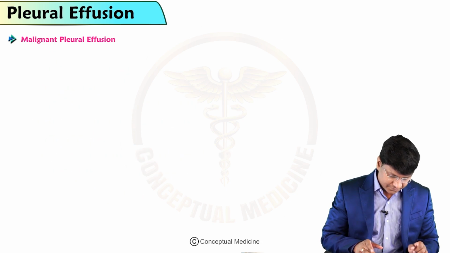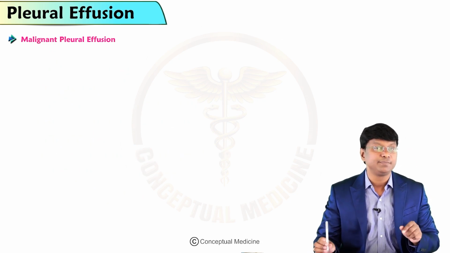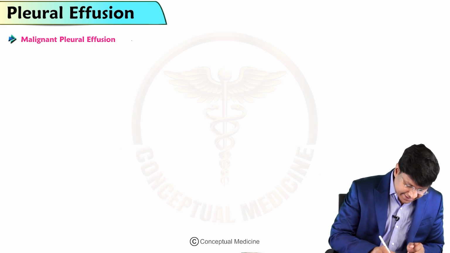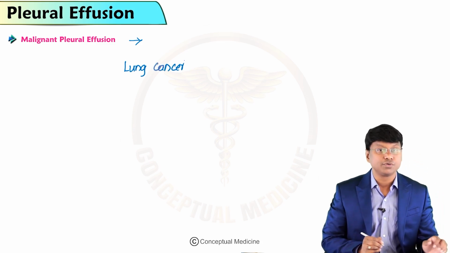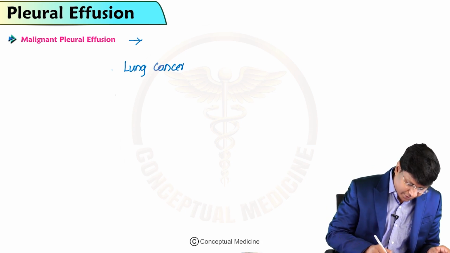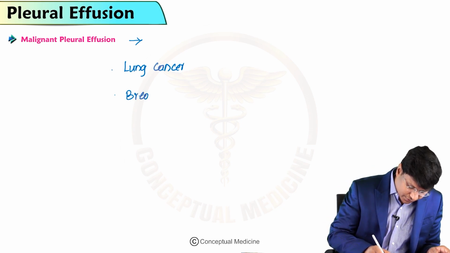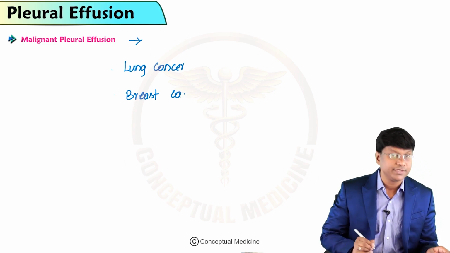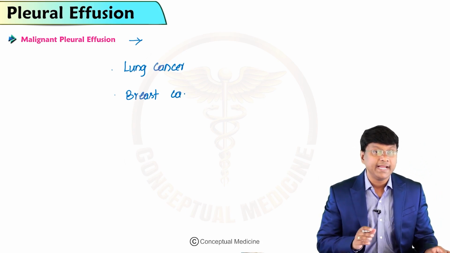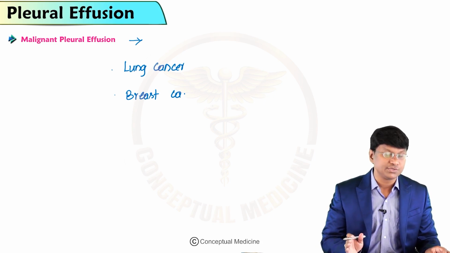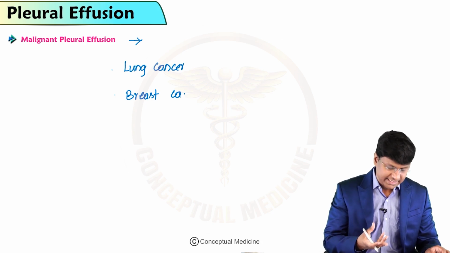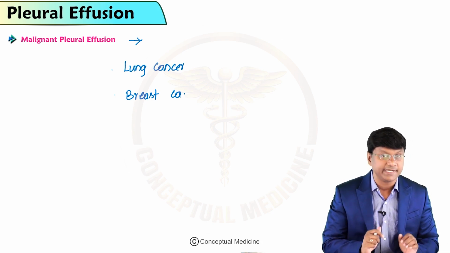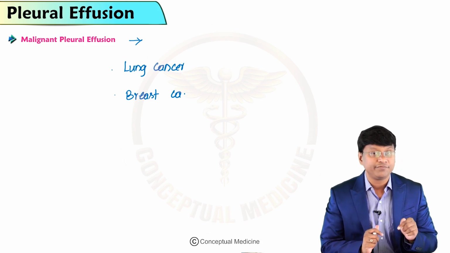First of all, the etiologies causing malignant pleural effusion include bronchogenic carcinoma. Breast cancer can also contribute to the development of exudative type of pleural effusion. The other common causes, as we have just discussed, are mesothelioma as well as lymphoma.